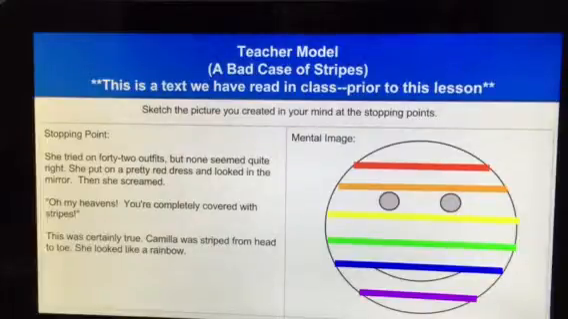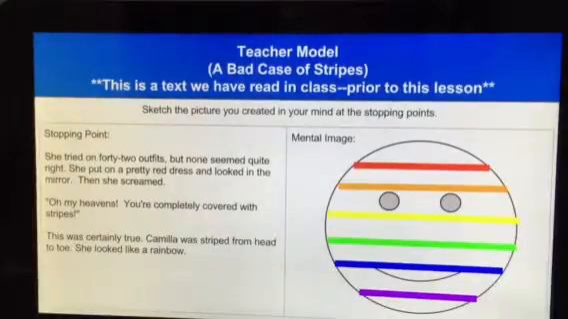Okay, as I explain my model to the class, I would say, you can tell from my mental image, I colored my picture with different colors. I chose the colors of the rainbow because in the text, the author used the word rainbow to describe how Camilla looked. I know what a rainbow looks like, so I know what Camilla would look like. Okay, this is what she looks like in my mind.